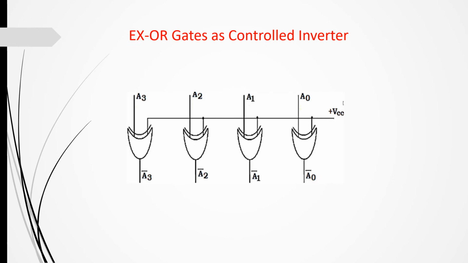So here you can see that if number is 4-bit A0, A1, A2, A3, then we can invert or complement that number by using 4 XOR gates. So if we give plus VCC or logic 1 to one input of XOR gates, then you can see here that this 4-bit number is inverted. So A0 is inverted and you will get here output A0 bar. Similarly, you will get output A1 bar, A2 bar and A3 bar.